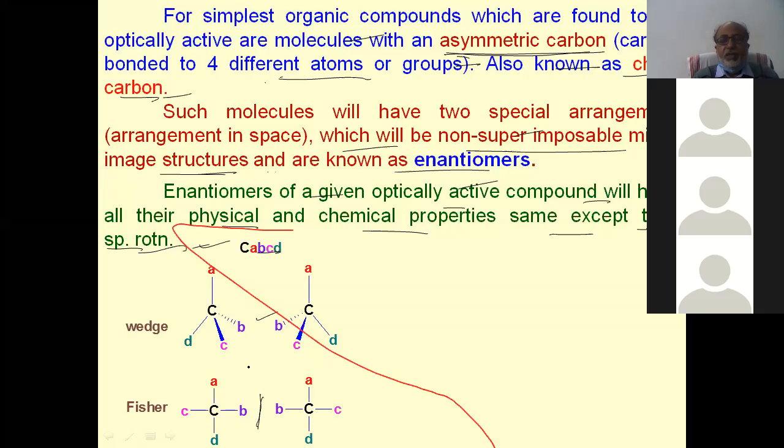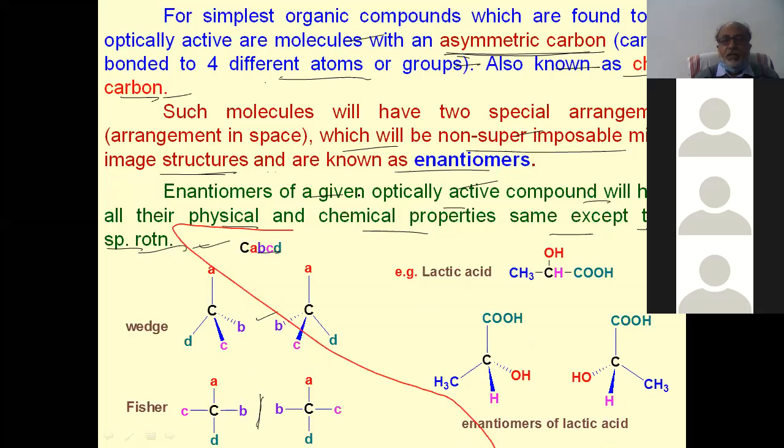Let us now take one complete example, say lactic acid. Lactic acid is an important example here. This carbon is a chiral center, with CH3, COOH, H and OH. The two structures we'll have will be like this. If we put a mirror here, this will be the mirror image structure. This structure is different from that structure, so they are called enantiomers of lactic acid.